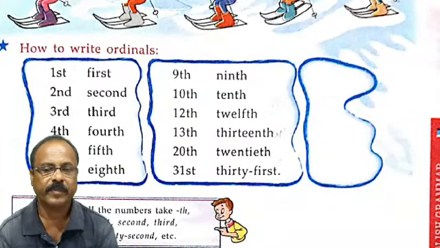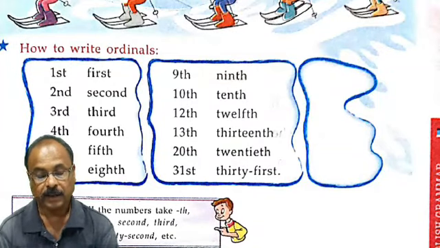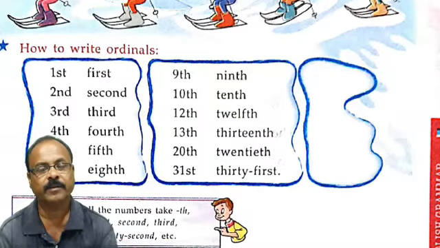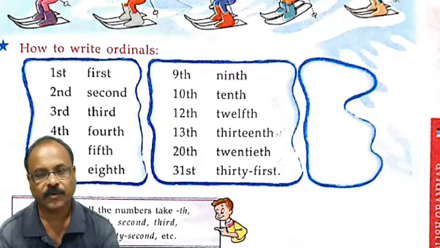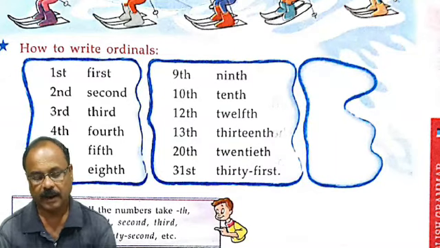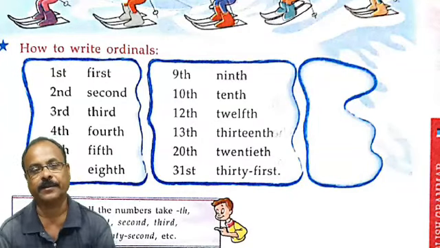And one thing is that the first three figures, 1, 2 and 3. 1 is read as first, 2 is read as second and 3 is read as third.